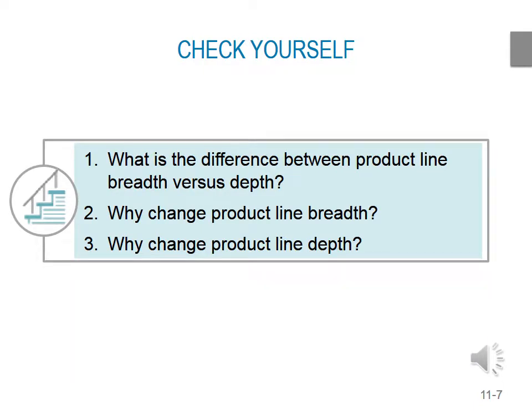It is time again, students, for us to check ourselves. Question 1. What is the difference between product line breadth versus depth? Breadth, sometimes also referred to as variety, represents the number of product lines offered by the firm. Product line depth, in contrast, is the number of categories within a product line.